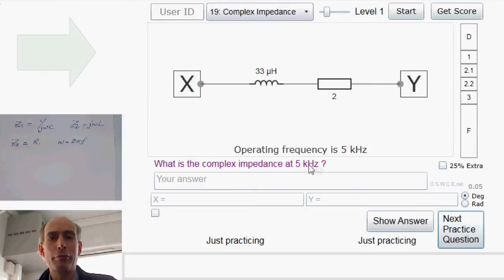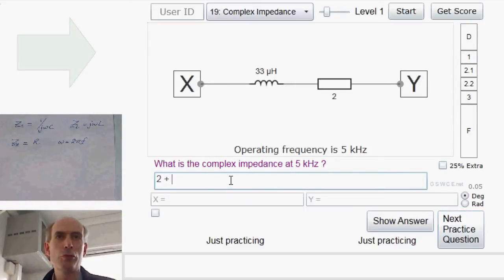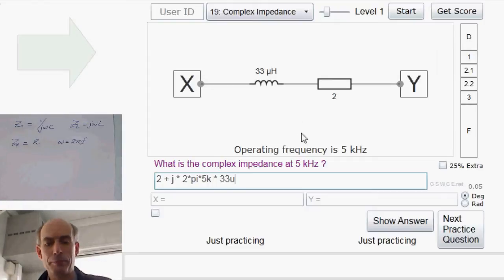Complex impedance at 5 kHz, and it's just two components in series, so the total impedance will be the sum of the two impedances. For the resistor, that's just the value of the resistance, 2. For the inductor, that's going to be the standard inductance impedance formula of J times omega, which is 2 pi 5k here, times the value of the inductance, which here is 33 microhenries.